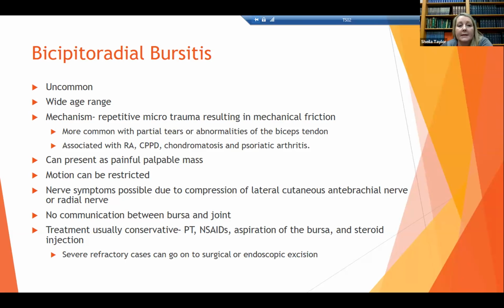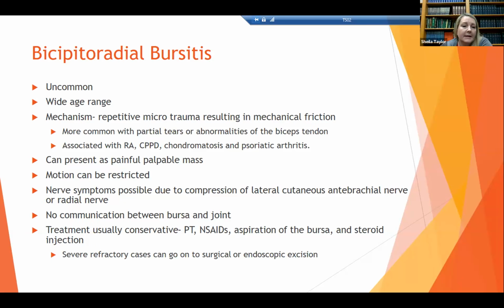And it can look like a nerve problem due to compression of the lateral cutaneous antebrachial nerve or radial nerve. So they can have some distal nerve symptoms or complain of pain like burning. The bursa does not communicate with the joint, and that's important to note, because if your patient has a distended bursa and also a joint effusion, you need to be looking at the joint. That may not be the only problem. And you don't want to mistake injecting that bursa as injecting the joint. For example, like that Cobra View, where you're in and around the distal biceps tendon for injection, you are not going to be into the joint from that approach.